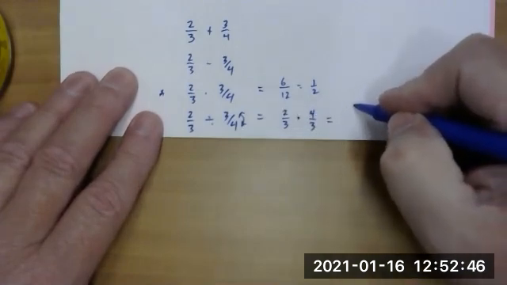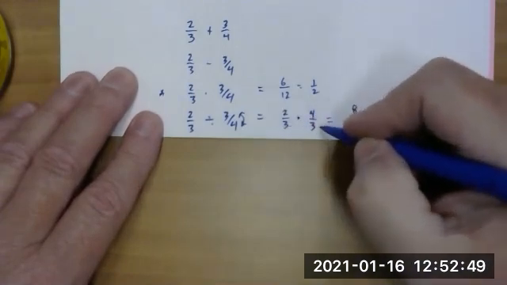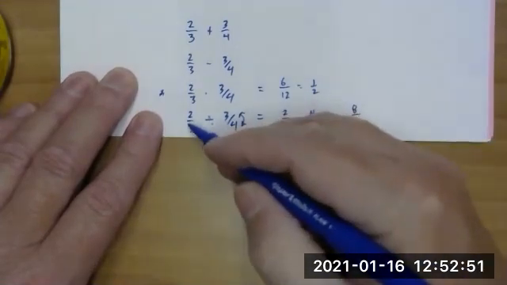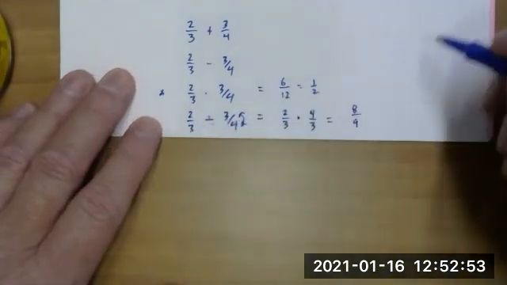2 times 4 is 8. 3 times 3 is 9. 2/3 divided by 3/4 is 8/9.